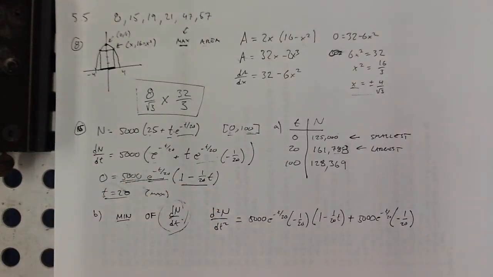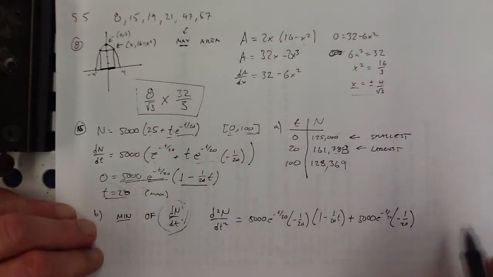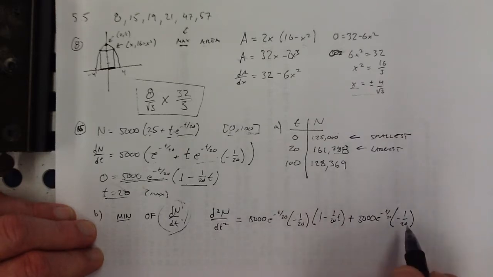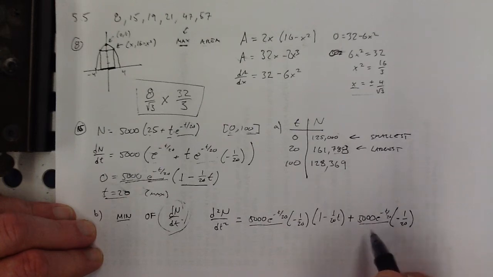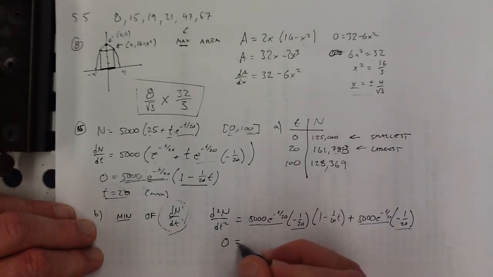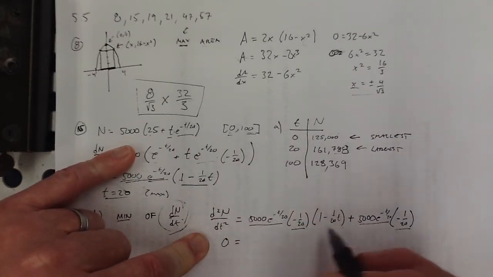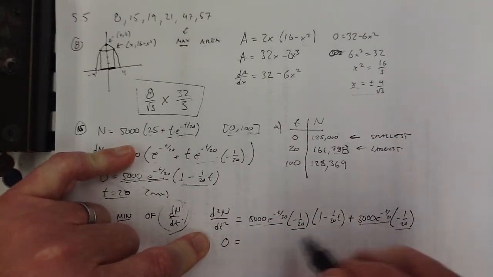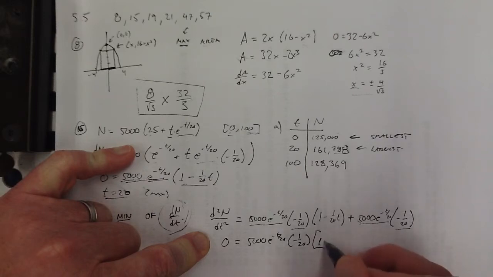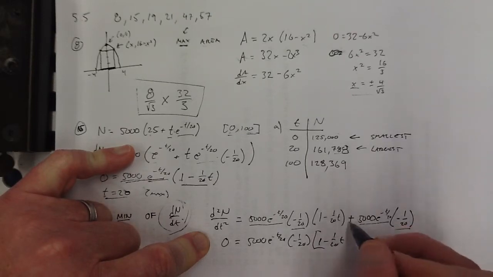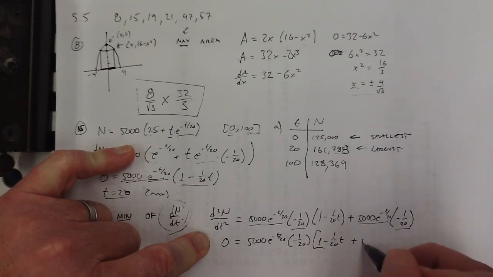All right, so what do we have here? Looking at factoring, I can factor this out, which is in common between the two, and this is in common between the two. So if I'm looking for inflection points, basically, right? The 5,000 e to the negative t over 20 is -1/20, and then here I've got 1 minus 1/20 t, and then plus, I factored that whole thing out, so that's +1.